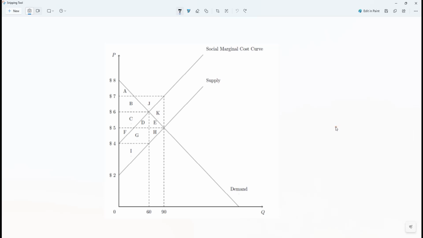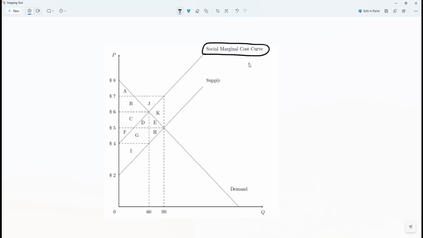In this video, we're going to calculate the total surplus in this market. Now, this market has a negative externality, and I know that because it says the social marginal cost. And so you can see it follows the supply curve in a linear fashion. It's $2 more at each point along the supply curve.